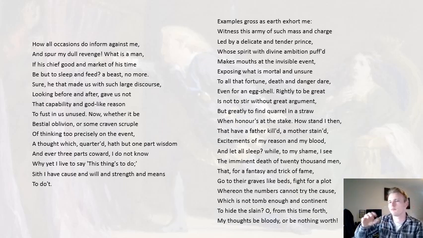And this is possibly the bit that's been argued about most, but I'll give you the general interpretation here. He says, "rightly to be great is not to stir without great argument, but greatly to find quarrel in a straw when honour's at stake." And generally the interpretation is that those who are great don't wait until there's a great argument to act, but they'll find quarrel in a straw if it's their honour at stake. They'll find quarrel in nothing if it's around their honour.